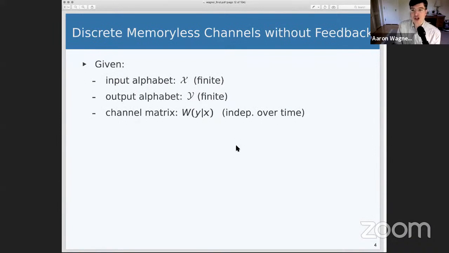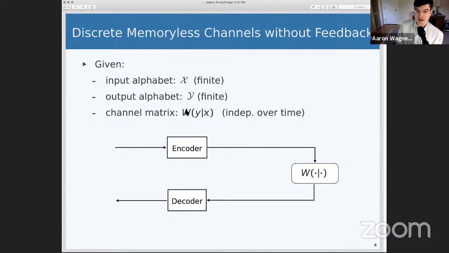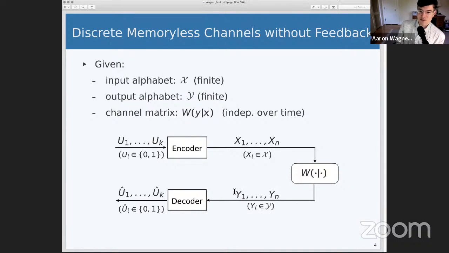All right. So here is the model. It's the same notation from Wednesday. This is about as vanilla a model as it gets. It's a DMC. Let's start without feedback. The input alphabet is X, the output alphabet is Y. We'll call the channel matrix W, just a stochastic matrix. The encoder takes a message, say k bits, outputs n channel inputs, the channel maps that to n channel outputs, and the decoder observes those and tries to guess the message.